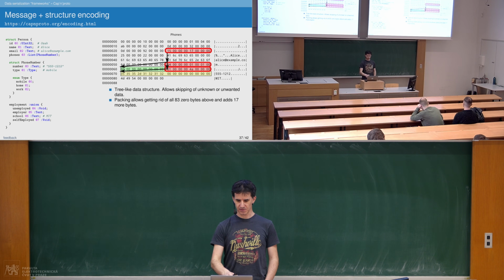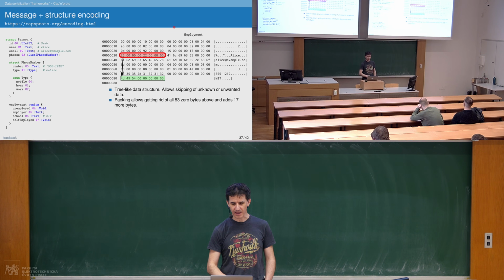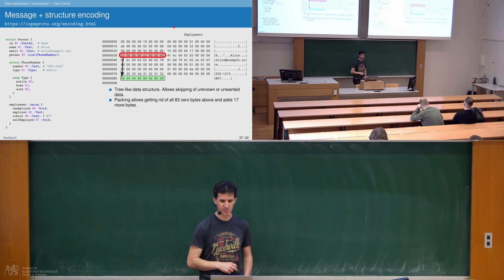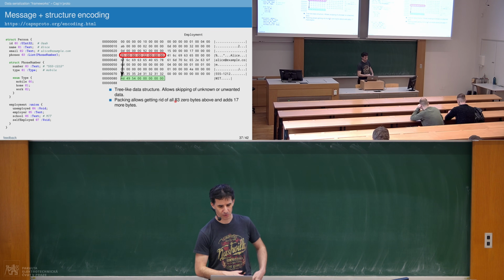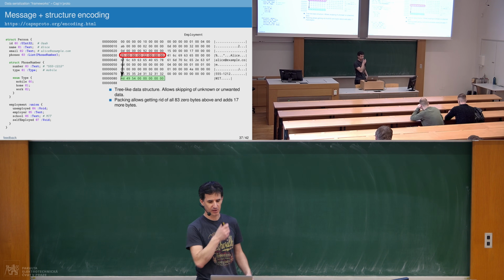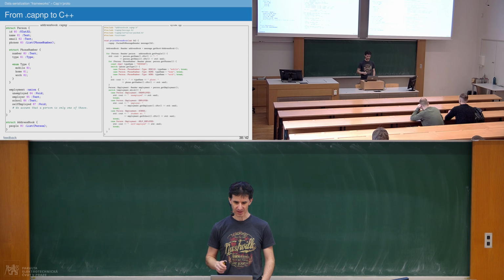So this is, I think, how this encoding would look if you don't use this packing. As you can see, there are a lot of zeros, and if you use this packing, you can get rid of 83 zeros and add 17 bytes more, so it's still pretty efficient.